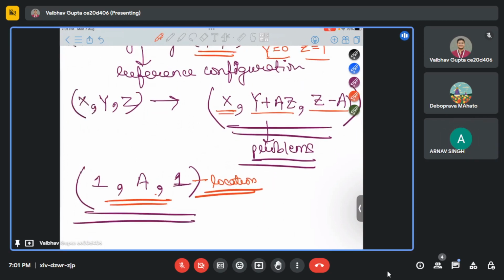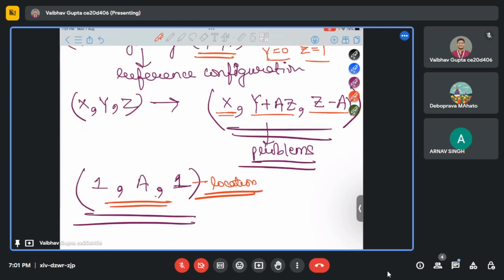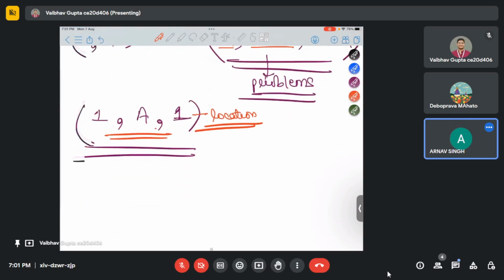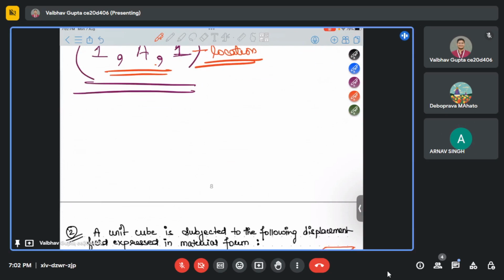Understood? Mahato, are you able to get it? You can type it if you are not able to open the mic. Okay, meanwhile we'll proceed.